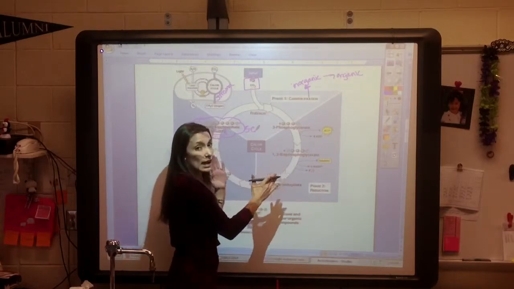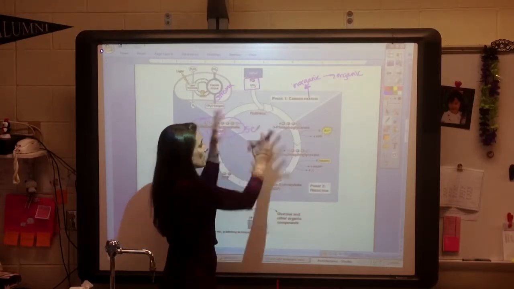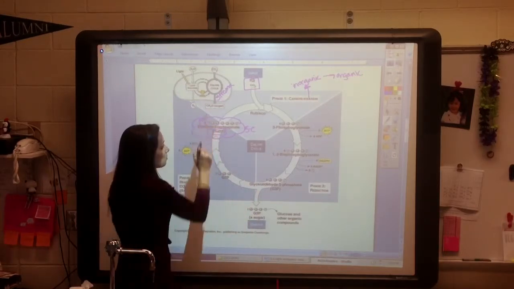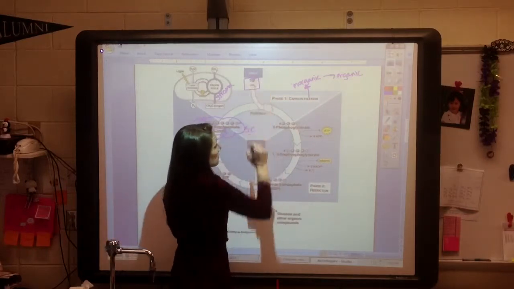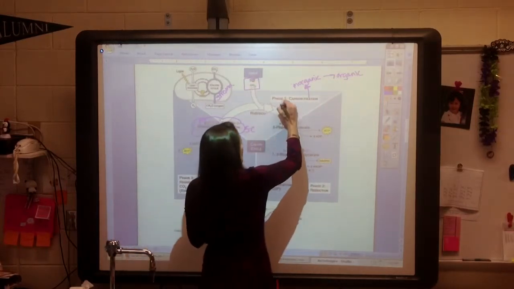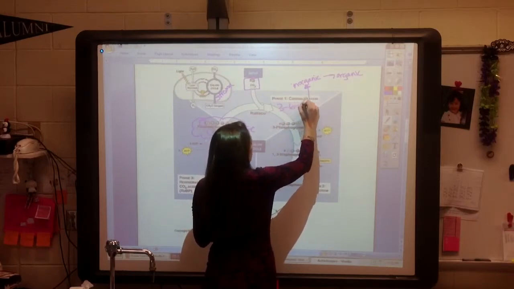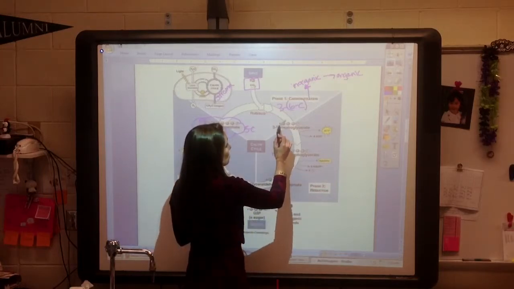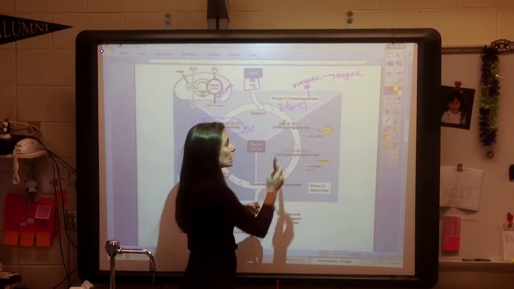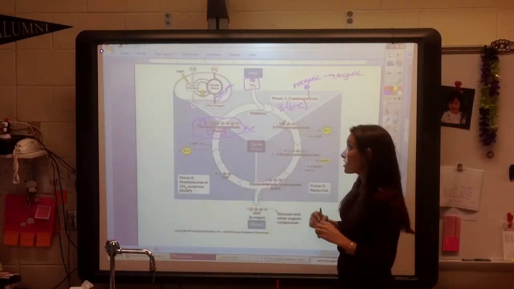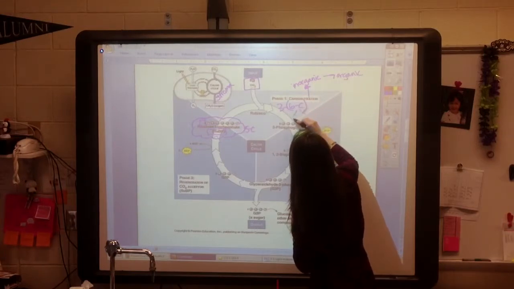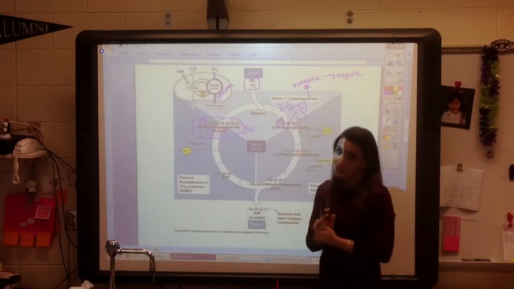However, this cycle actually only happens 3 times simultaneously. So I actually need 3 RuBPs, 3 CO2s. I will get 3 6-carbon compounds, but that will then break into 6 3-carbon compounds. Each of these 6-carbon compounds is very, very unstable. So the 6 carbon then splits into 2 3-carbons. 2 times 3 is this number 6. So a little bit tricky there.